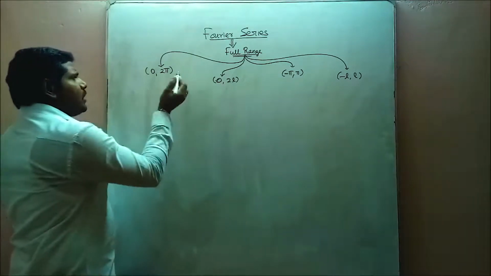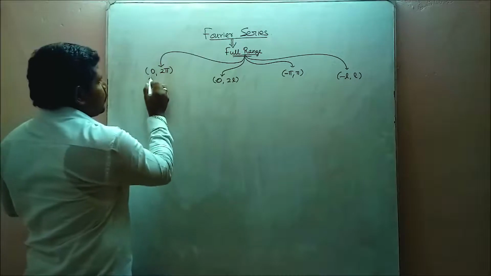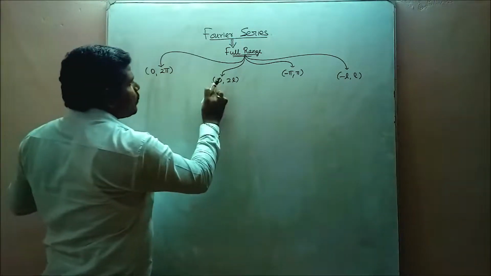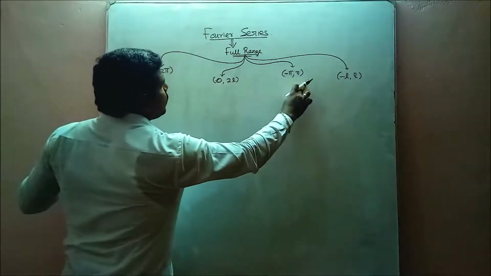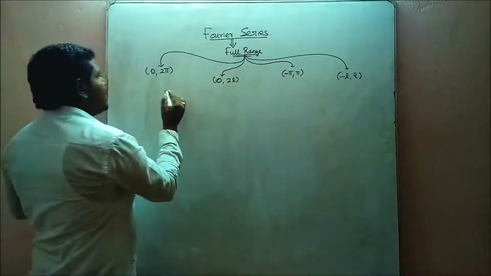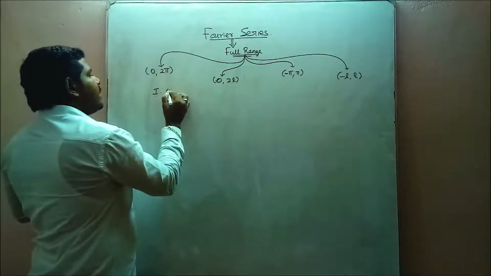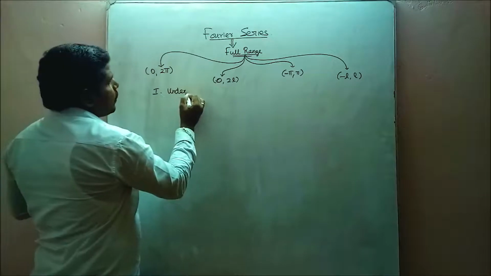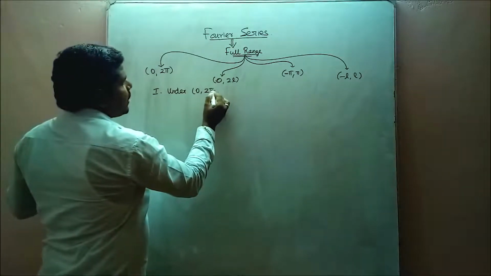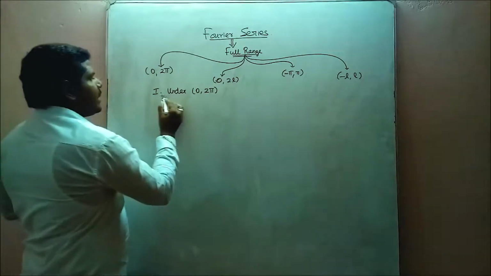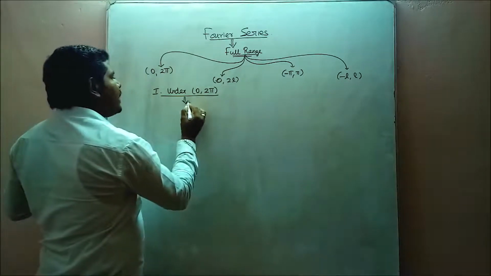இப்போ so first we are taking is type 1. So type 1 0 to 2 pi, type 2 0 to 2l, type 3 minus pi to pi, type 4 minus l to l. So first type under the interval 0, 2 pi. So under 0, 2 pi, immediately we can write a Fourier series.